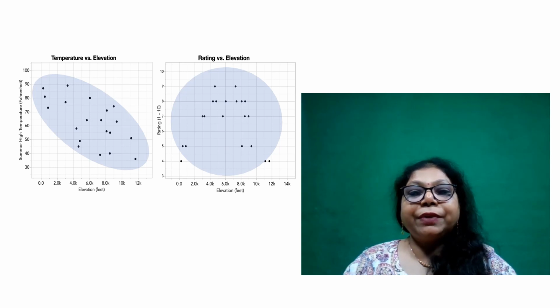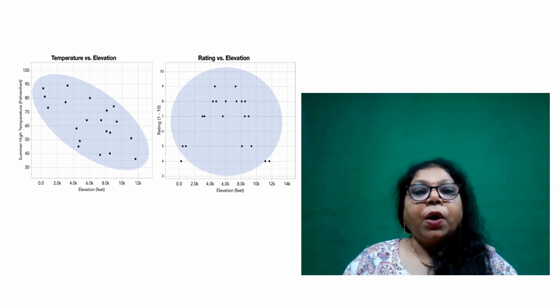So here also we can see where the densest rating of these campsites is. From the graph we can also find out what shape is being taken by the data, whether it is linear, whether it is curvilinear, or whether it is making a circle. Whatever the shape is, accordingly we can draw our conclusions.